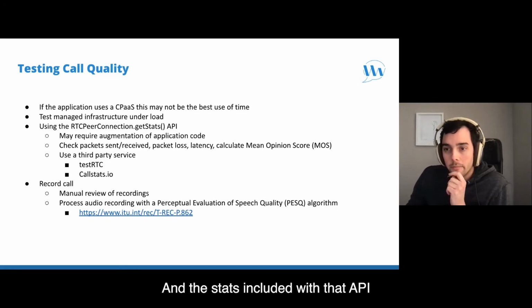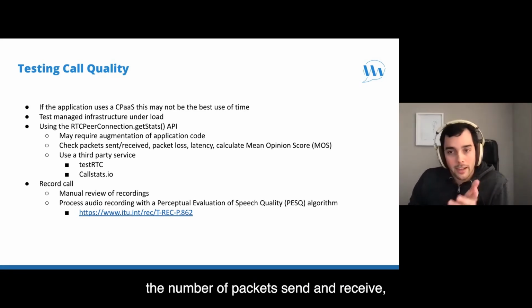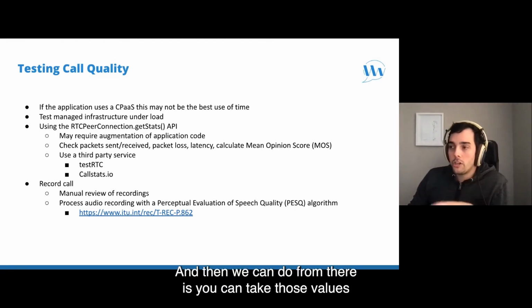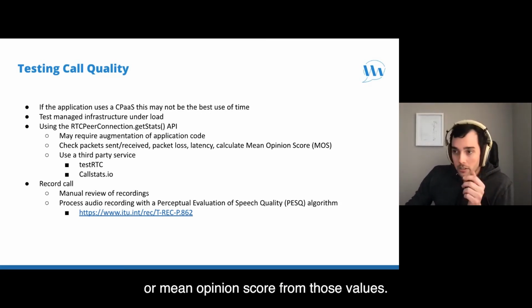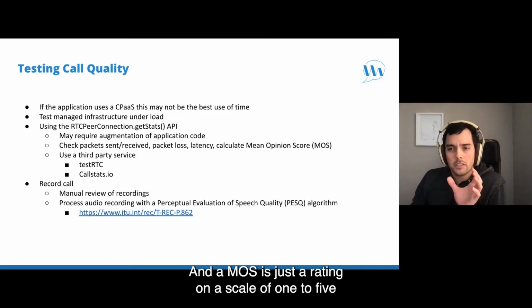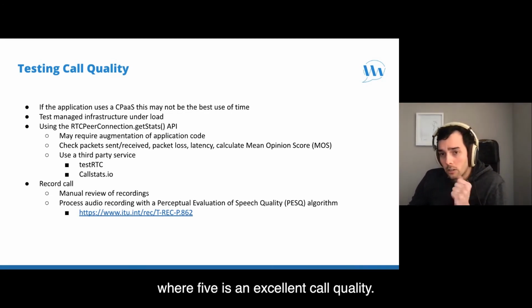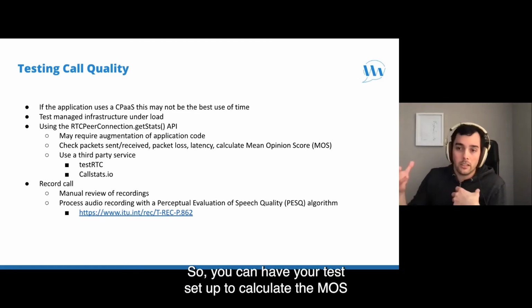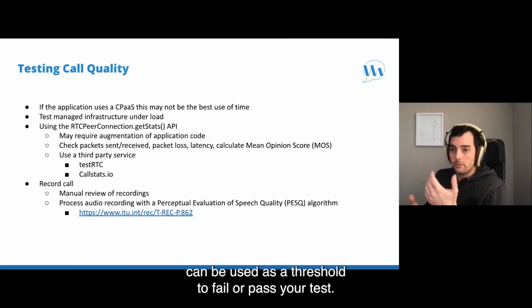And the stats included with that API can give you things like the number of packets sent and received, packet loss ratio, and the latency. And then what you can do from there is take those values and calculate a MOS, or mean opinion score, from those values. A MOS is just a rating on a scale of 1 to 5, where 5 is excellent call quality and 1 is an extremely poor call. So you can have your test set up to calculate the MOS, and maybe something like a 3 or a 4 can be used as a threshold to fail or pass your test.